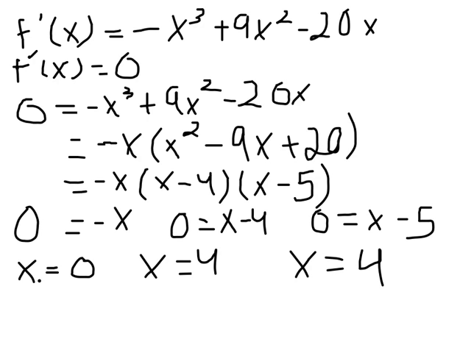These three values, x is equal to 4, x is equal to 0, and x is equal to 5, are our critical points, which we'll use for the first derivative test. Once we get our critical points, we're going to put them on a number line: 0, 4, 5.